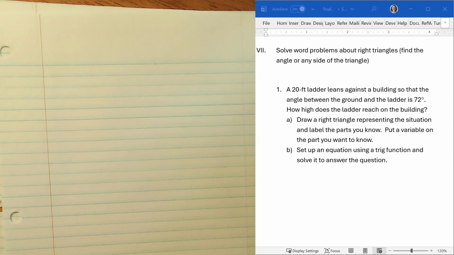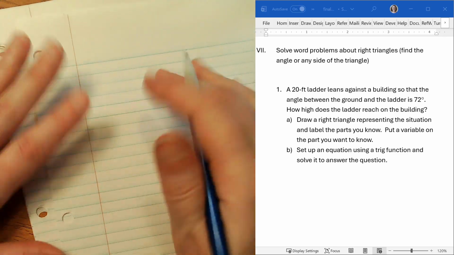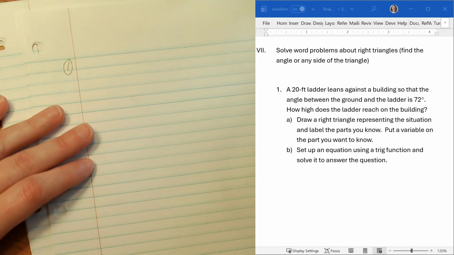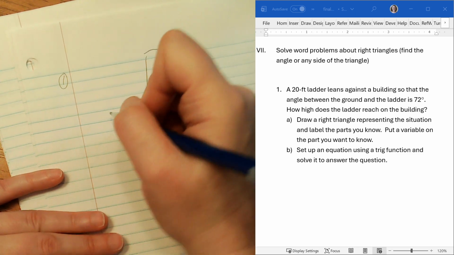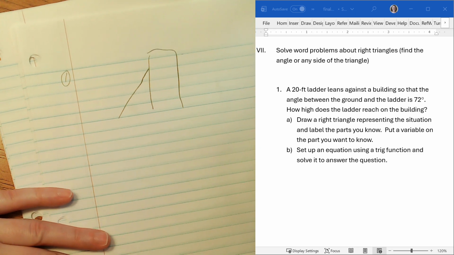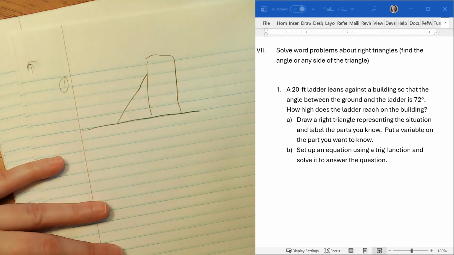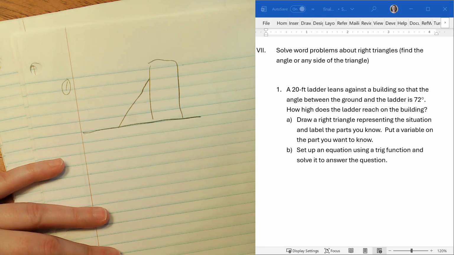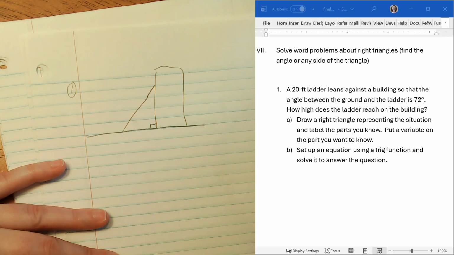Part A, we're going to draw a right triangle representing the situation and label the parts you know, put a variable on the part you want to know. Okay, so let us draw a picture. So I've got a building, just a really crude building here, and then I've got a ladder. The ladder looks like a line, basically, and then I have some ground, and hopefully the ground is at a right angle to the building, because otherwise I can't solve this problem. So this should be a right angle here, hopefully.